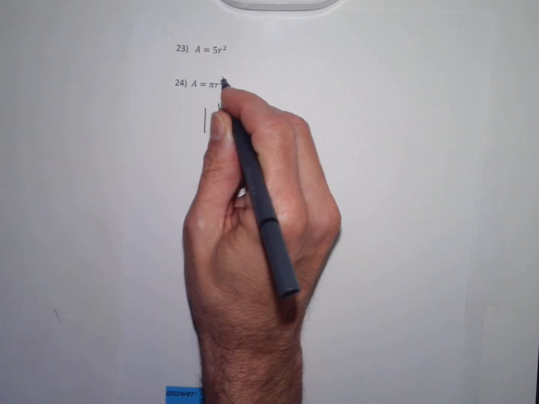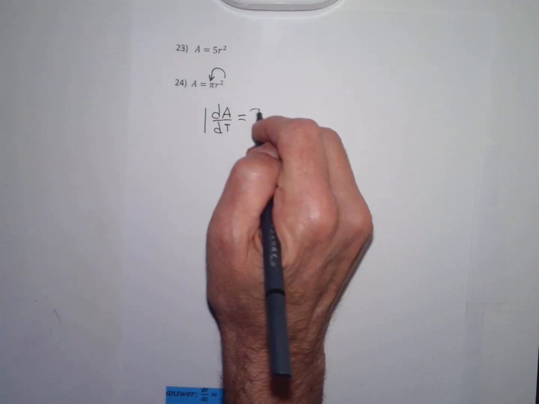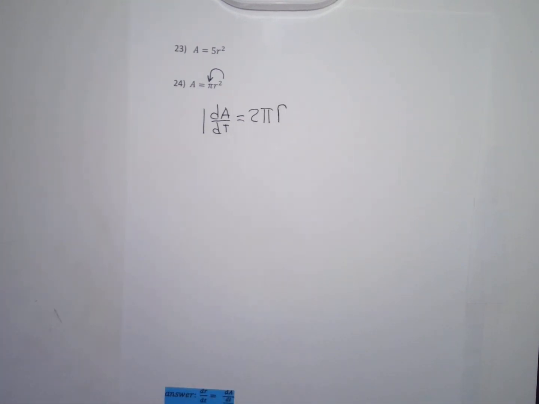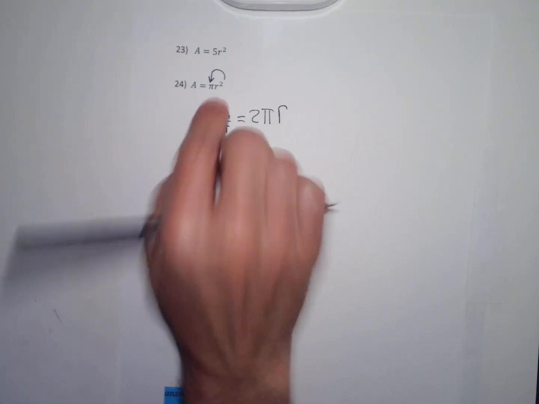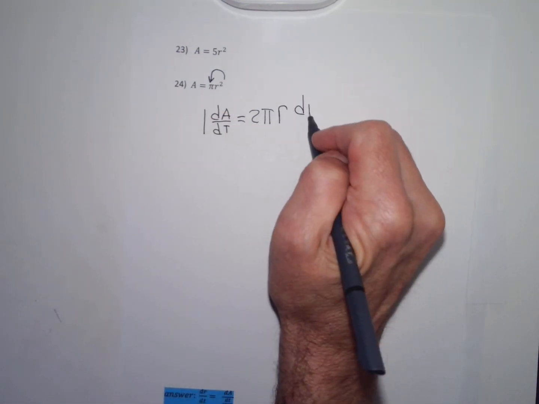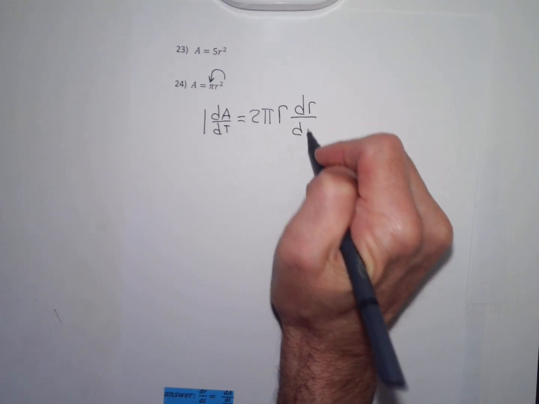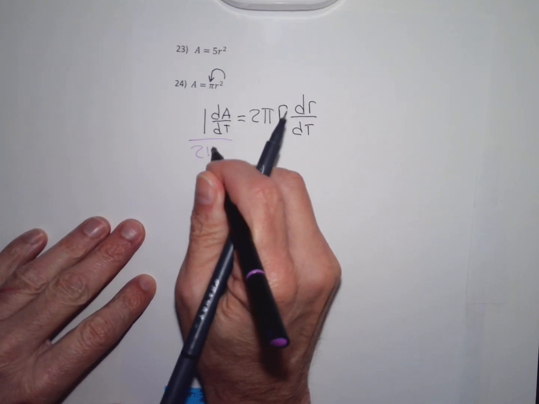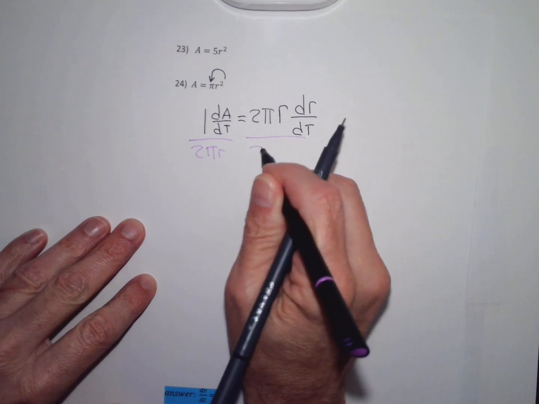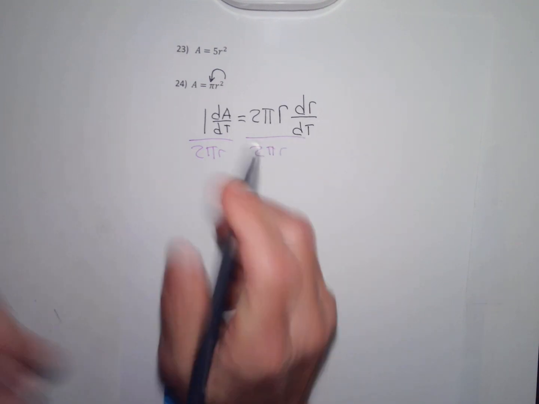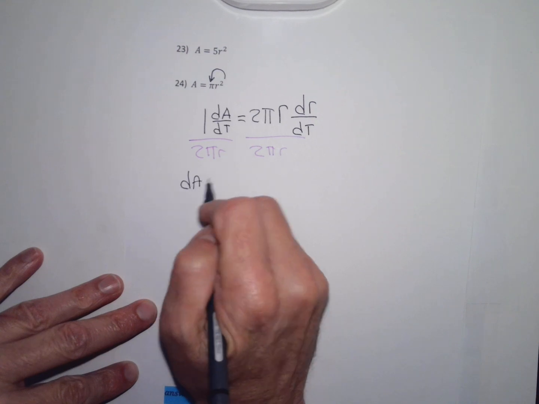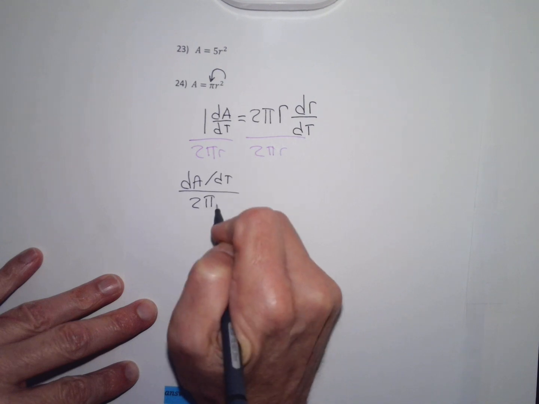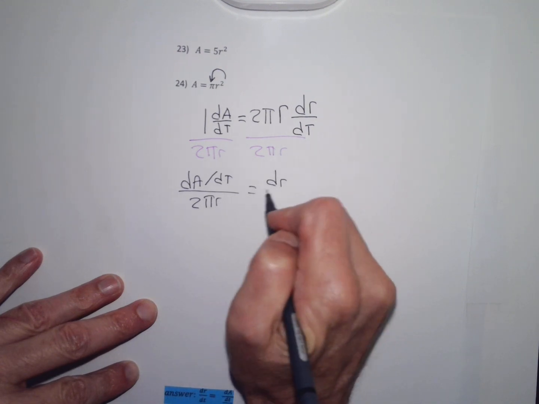On the right-hand side, I'm going to go 2 times pi and get 2 pi. Lower the exponent by 1 to r to the first power. And because I'm taking the derivative with respect to t, and that r is not a t, I take the derivative and multiply it by dr dt. Now I divide both sides by 2 pi r. On the left side, I get dA dt over 2 pi r.